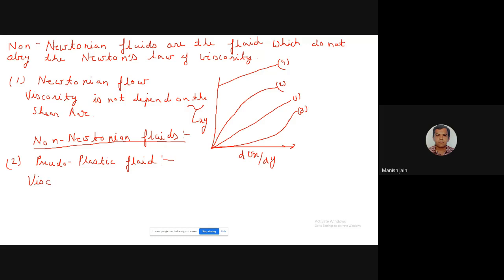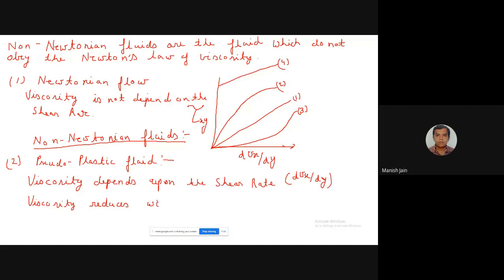So the first point: viscosity depends upon the shear rate. Shear rate means dvx by dy. And the second point: viscosity reduces with increasing shear rate.